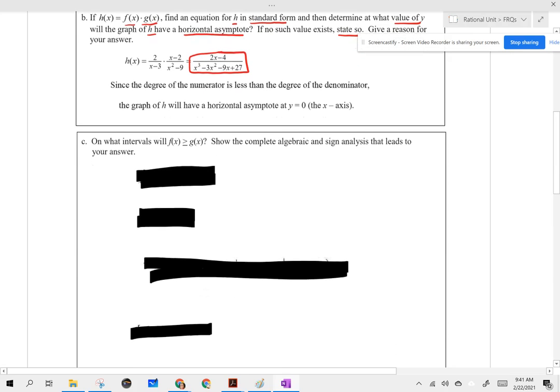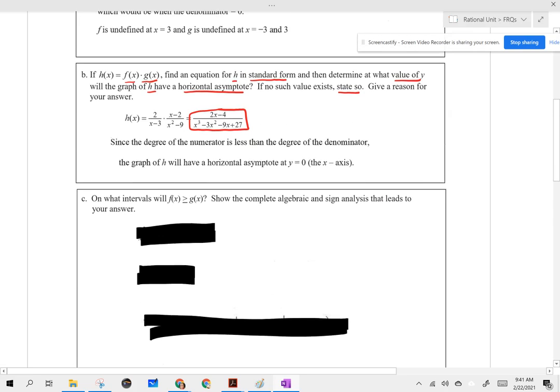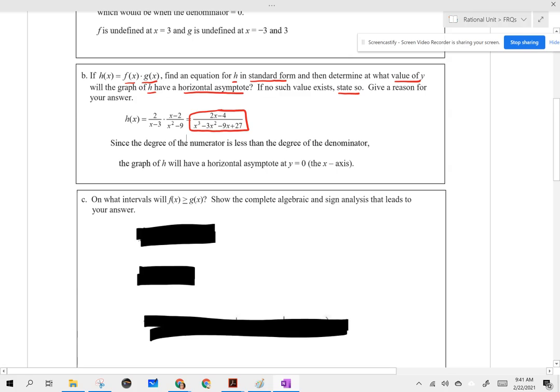All right, on C, it says on what intervals will the function f of x be greater than g of x? Show the complete algebraic and sign analysis that leads to your answer. So this may look a little bit different, but basically it's the same thing that we've been doing.